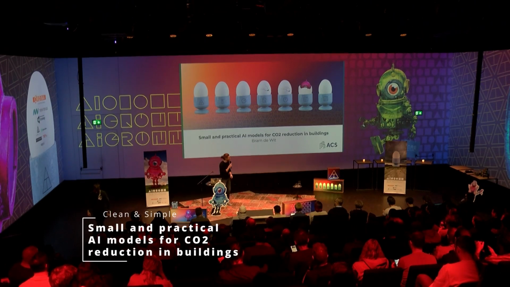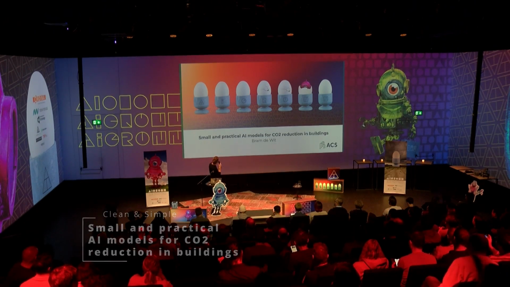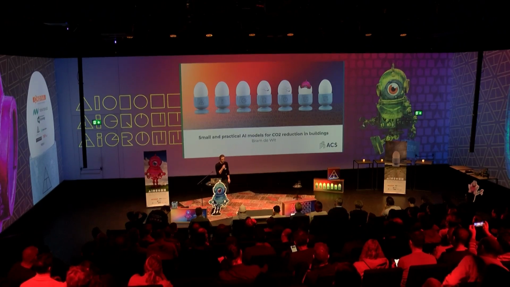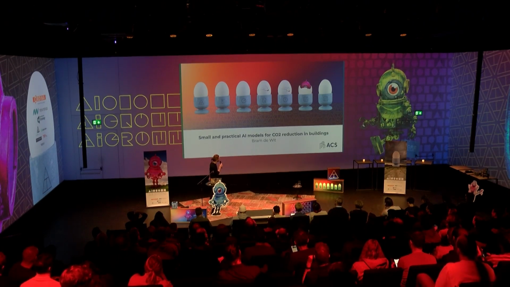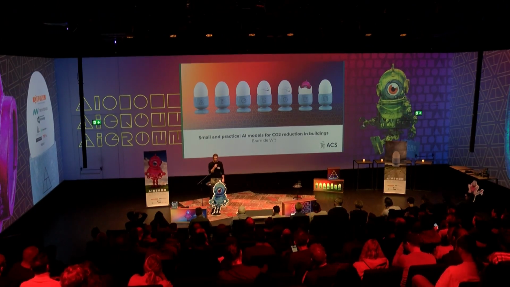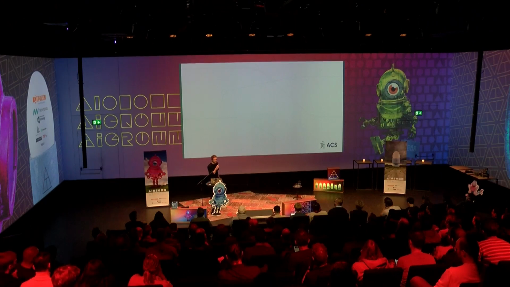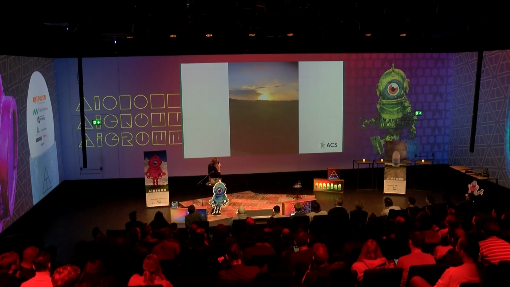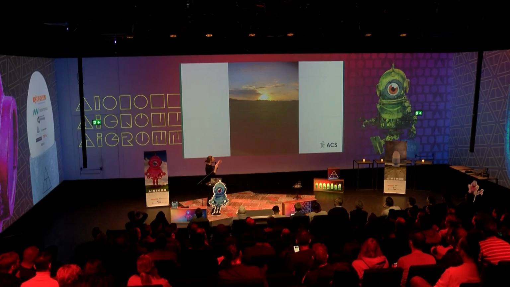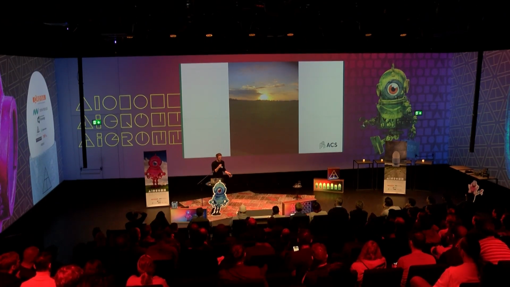Thank you. So today, I'm going to talk about small and practical AI models for CO2 reduction in buildings. But before I do that, I want to show you a picture, because this morning I had quite some nerves coming here. I was on my bicycle and I saw this. I looked at it and thought, let's not forget what it's really all about, what we're doing, right? I live in Groningen. I have to cycle this every day. It's beautiful. We live in Groningen and we develop technology.